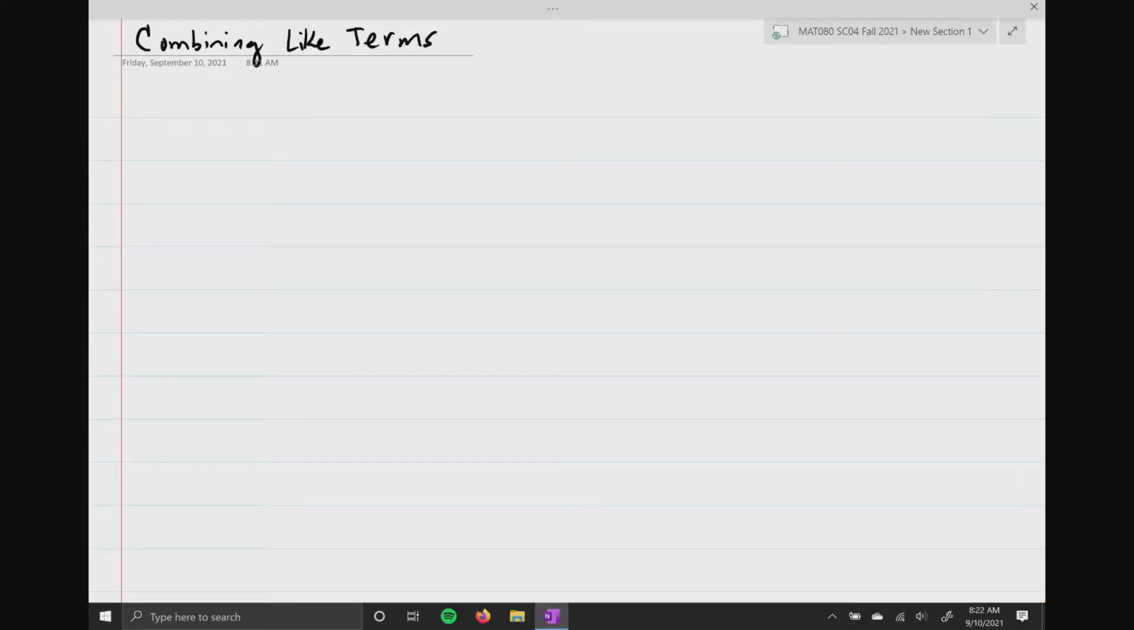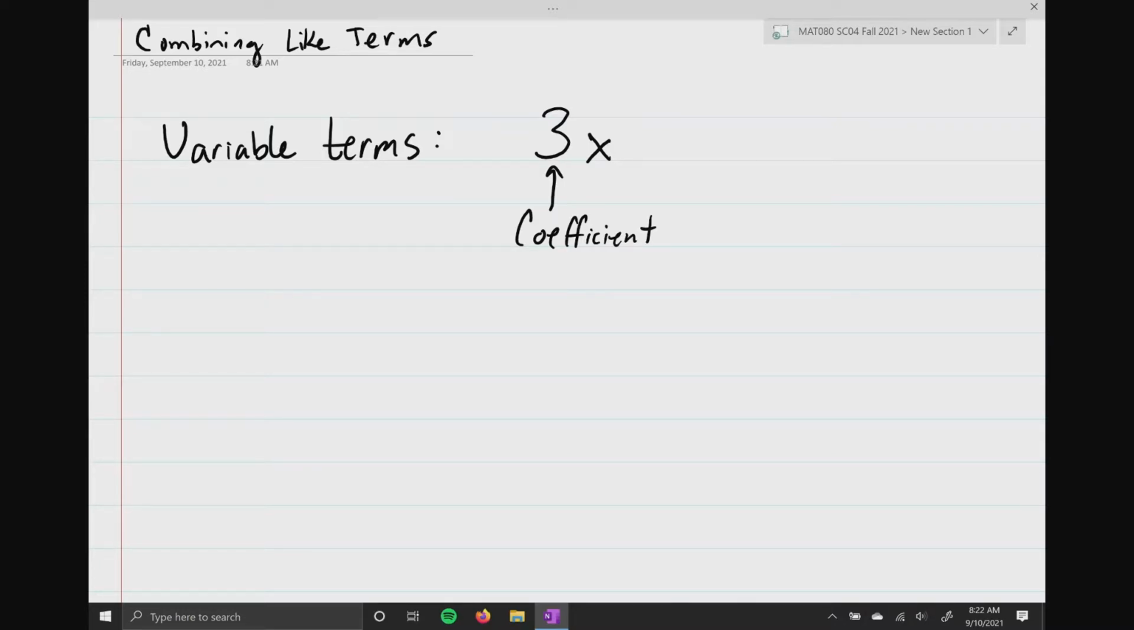Now, in this section, we're going to focus on combining like terms. So let's review what terms are first. Remember, variable terms contain a variable. It looks something like this. Okay? But now we're going to break this down a little bit further, because this 3 actually has a very special name. Now remember, this is read 3 times x. And that number 3 is called a coefficient. Okay? We also have constant terms.